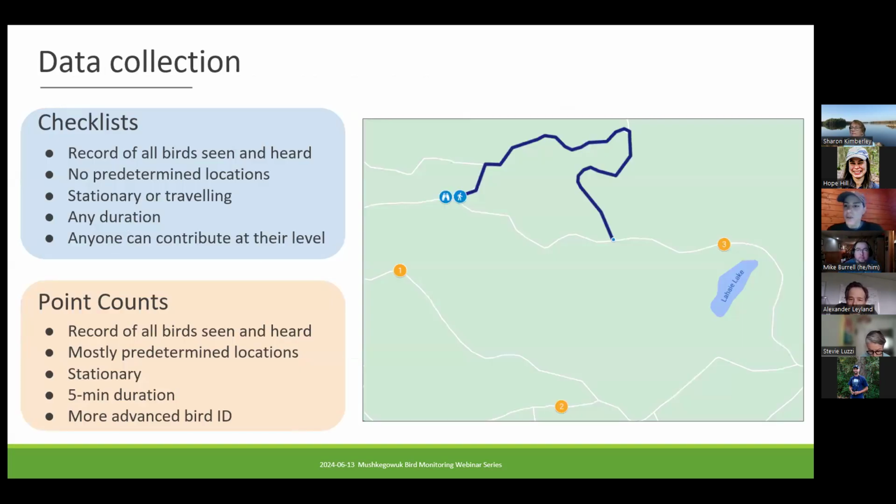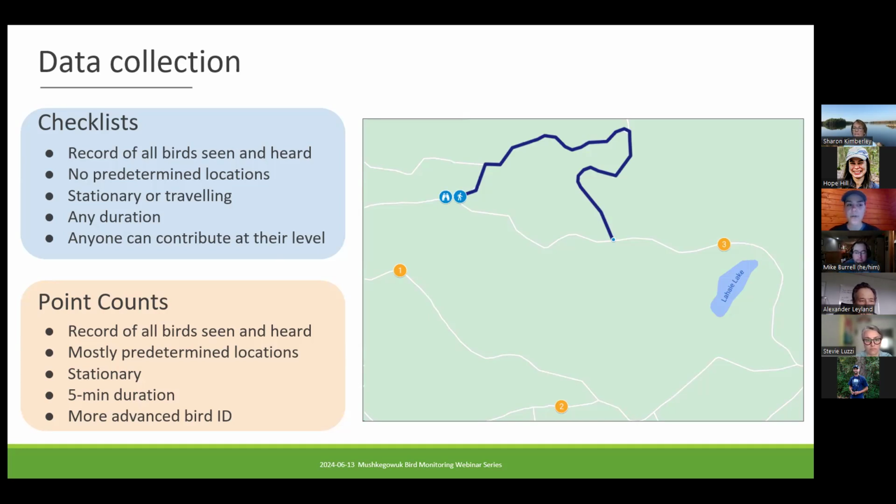So in each of these squares, we want a certain amount of data collection to be completed. And the way that we collect that data is by doing checklists and point counts. So a checklist, or what we call general atlasing, is where you record all the birds that you saw or heard. You could be going on a hike. You could do it just in your backyard. It could be anywhere. So there's no predetermined locations.